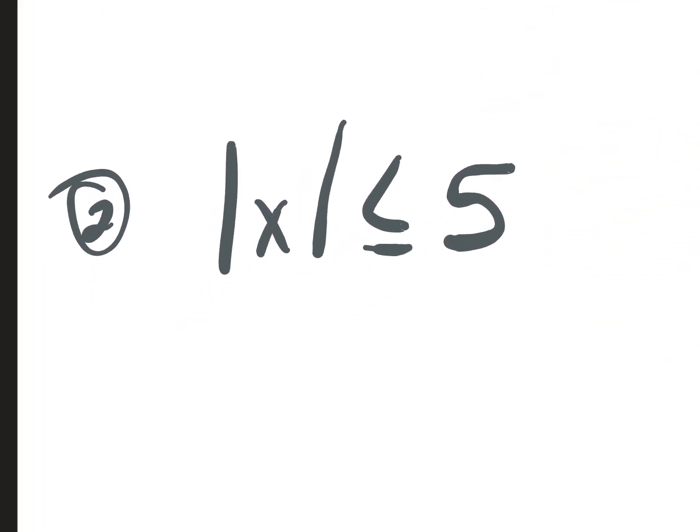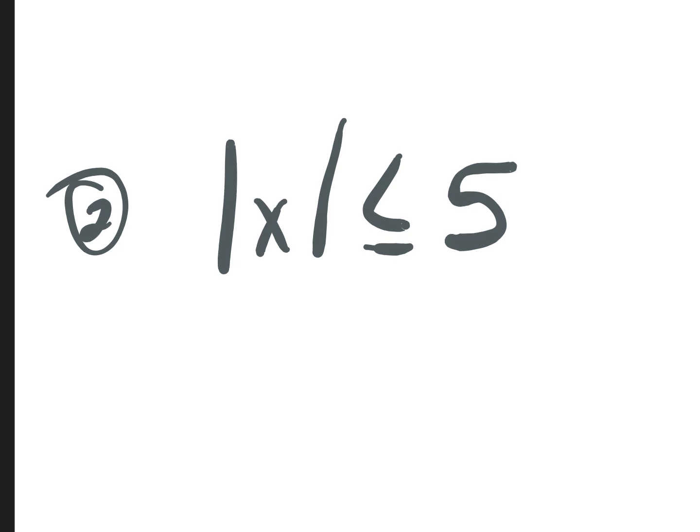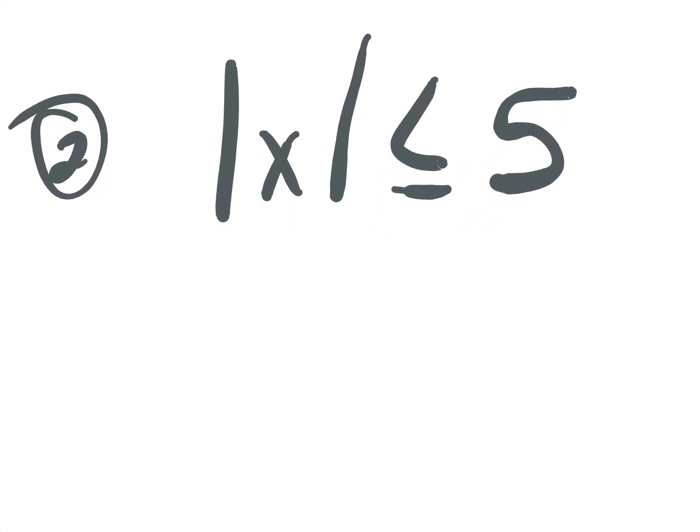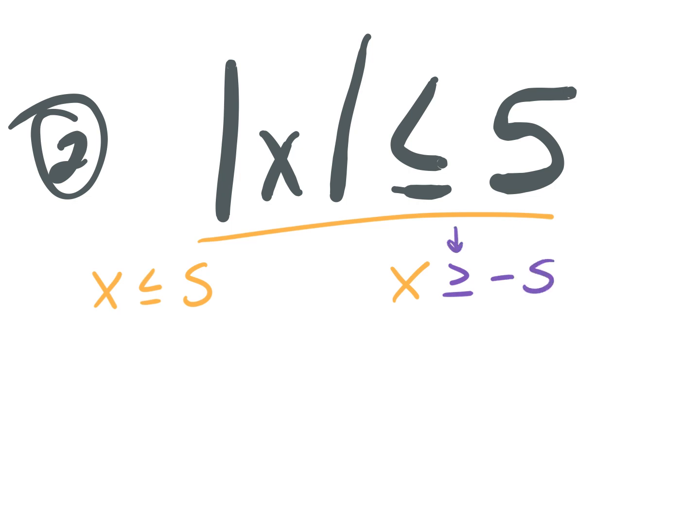Let's do number 2. So 2, our absolute value is already isolated, so we can go ahead and split it up. The first inequality is going to stay exactly the same, so we have x is less than or equal to 5. The next one, we flip the sign, so we have x is what? Greater than or equal to what? Negative 5. So you flip the inequality and change the sign of the number. You have to do both.